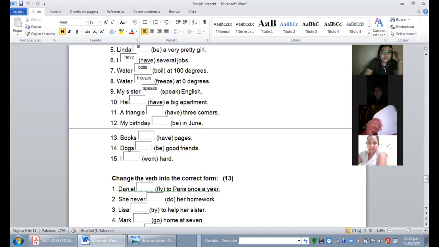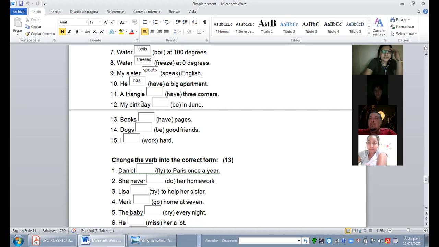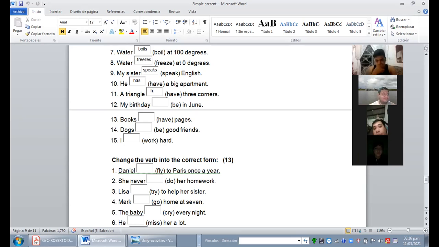He has a big apartment. The verb is have, but because we're talking about he, it's has. Very good. Sandra, number 11. A triangle has three corners. Tres esquinas. Very good. Jeremias, number 12. My birthday is in June. Very good.